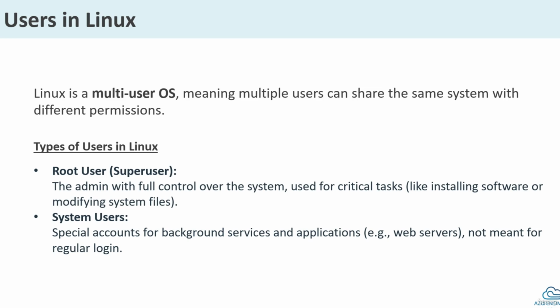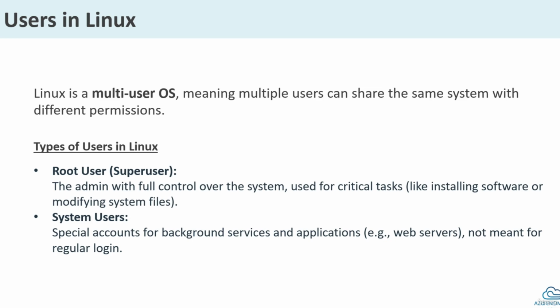The system users. System users are special accounts created for application services, for example, web services and databases. They run silently in the background with no login like a regular user. This improves security by limiting what each service can access. Their names also often start with underscores, for example, underscore MySQL or underscore www.